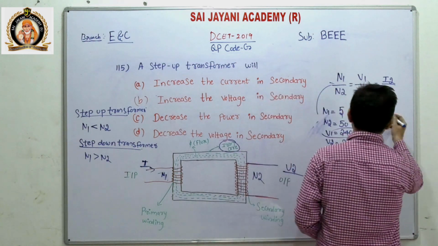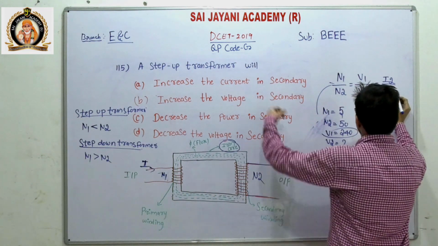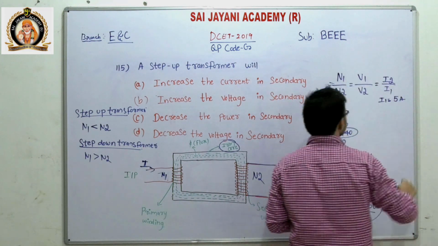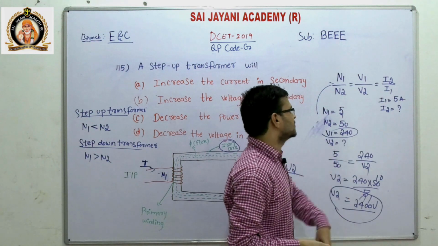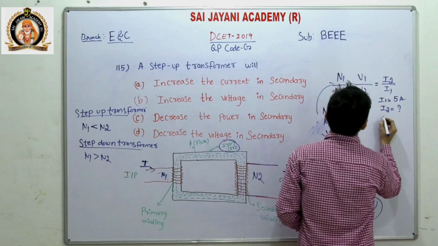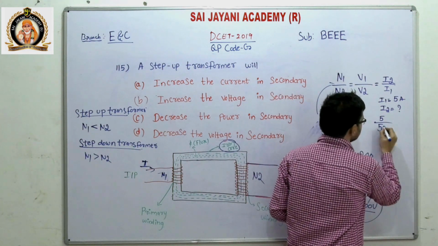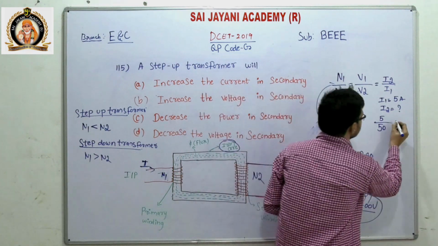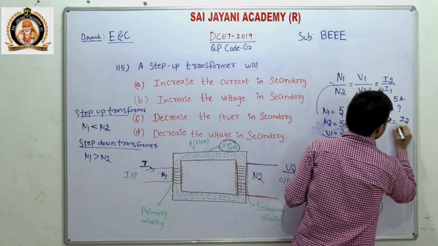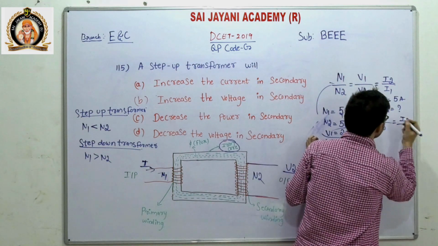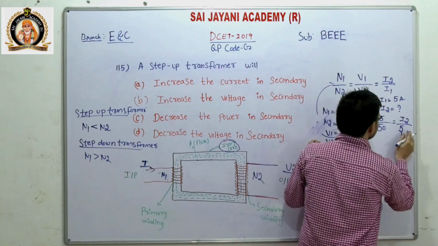Similarly, consider if we are supplying an input current of 5 ampere, and we have to calculate the current I2. Then by using this formula, N1 we already knew, the number of the turns in the primary winding is 5 and the number of turns present at the secondary winding is 50. I2 is the current flowing at the secondary winding, we are finding that current, and I1 is the input current. We are giving the current to the primary winding, that is 5 ampere.